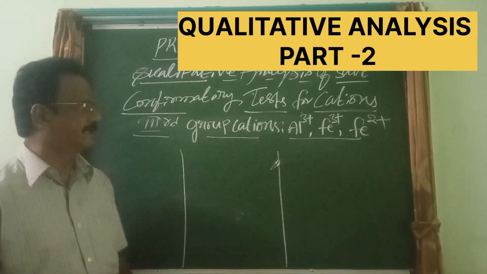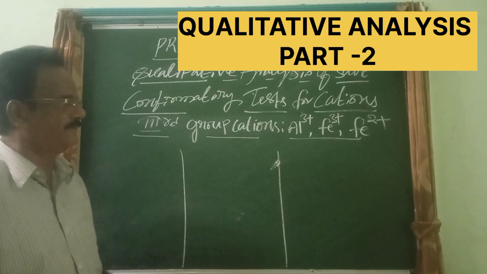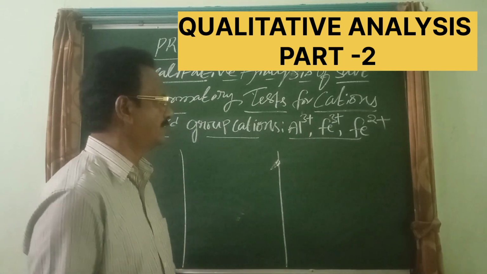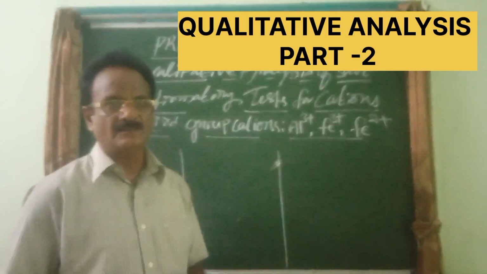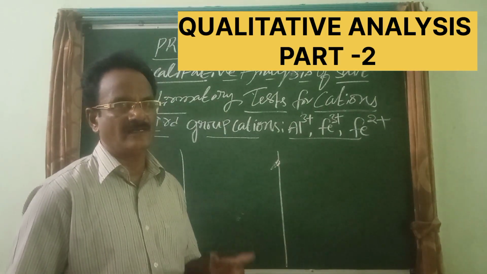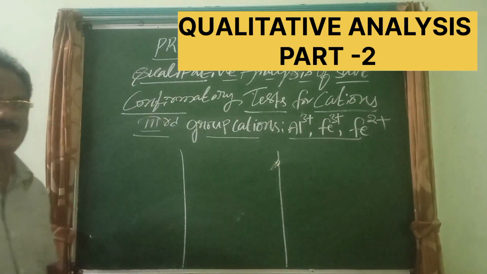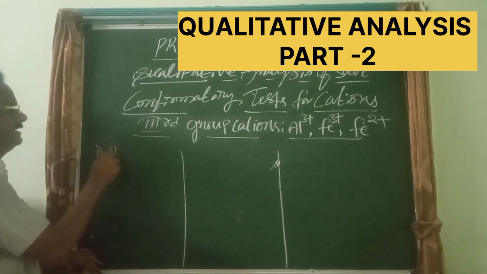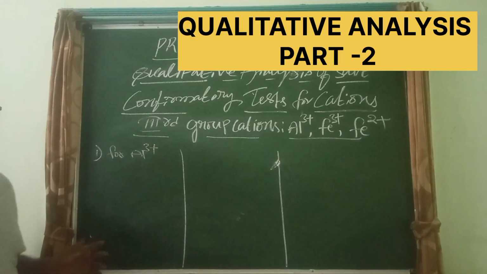If third group cations are identified in group identification, then we have to confirm the presence of the third group cation. Okay, there are three most common third group cations. You know that is Al3+, Fe3+, Fe2+. So in case of simple salt, only one ion among these three ions will be present. Okay, so let us see what are the confirmation tests for those ions. Number one, for Al3+. If Al3+ is there, then what will happen? Let us see.